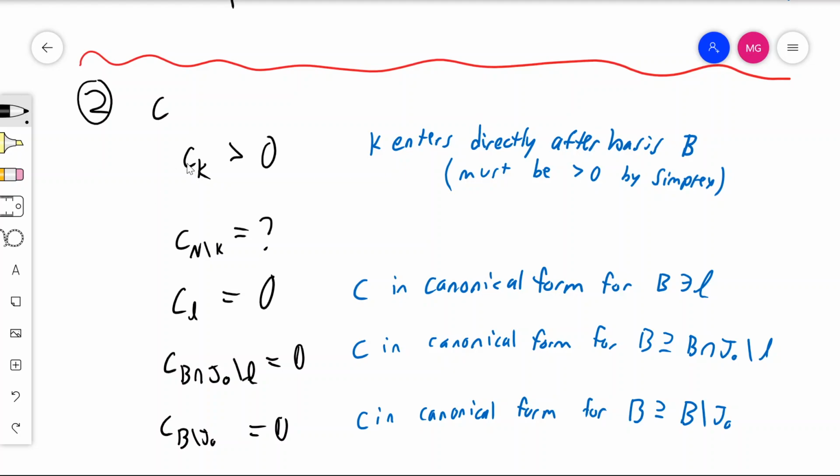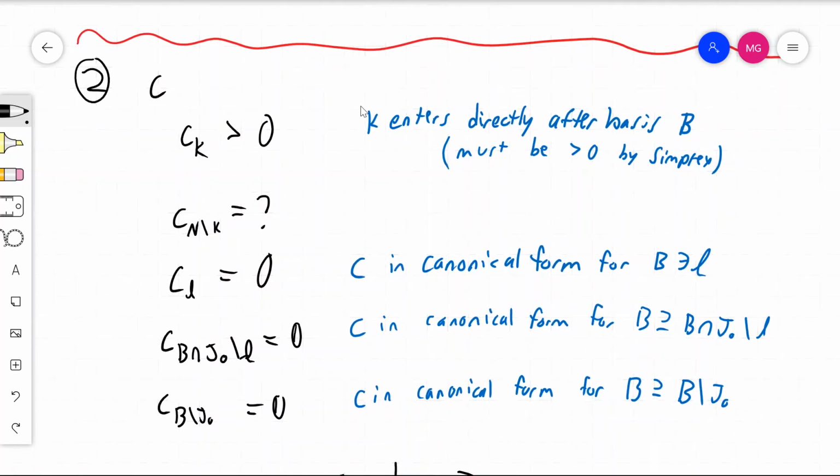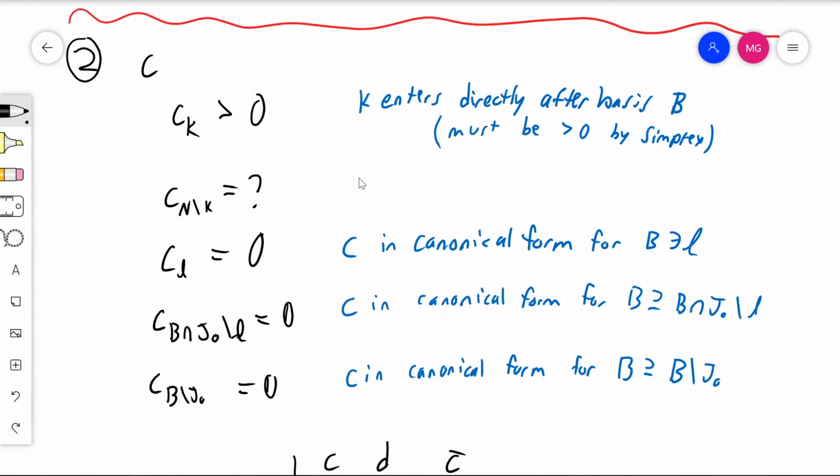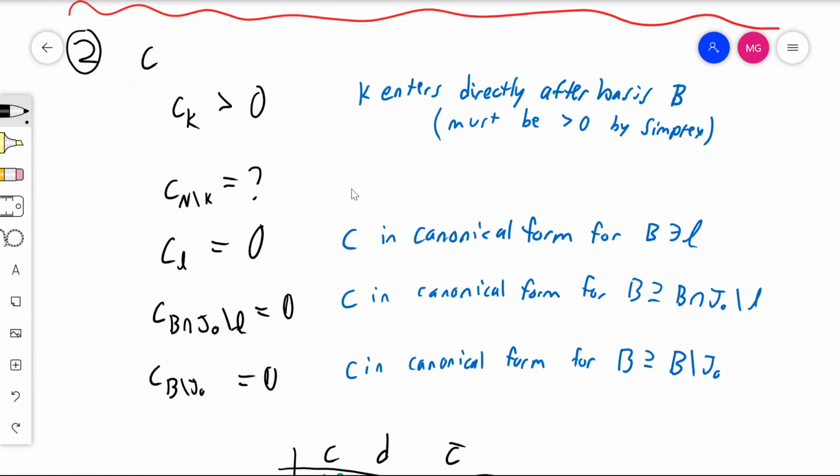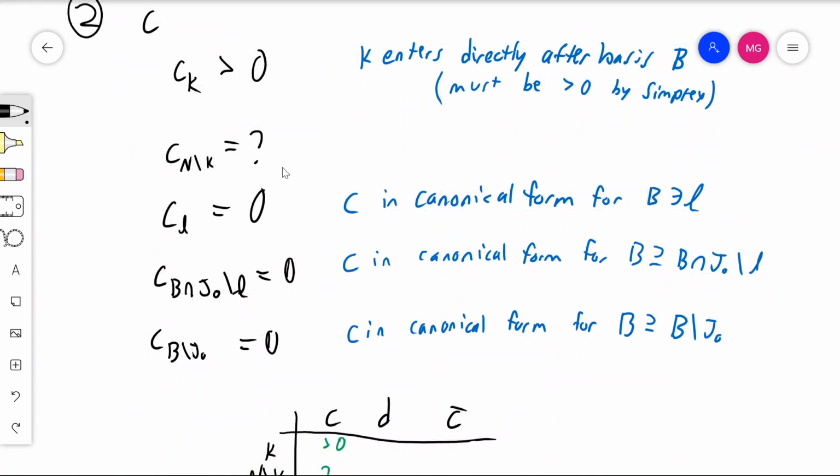Because remember, C is with respect to the basis B, and in the basis B, we're saying K is what enters directly after basis B. So the simplex algorithm, if we're choosing something to enter the basis, that must mean that the corresponding coefficient in the objective function had to be positive. That's how the simplex algorithm works. So CK had to be positive. For the n minus k components, we're not going to know, but it won't matter at the end. We'll have sufficient information otherwise.